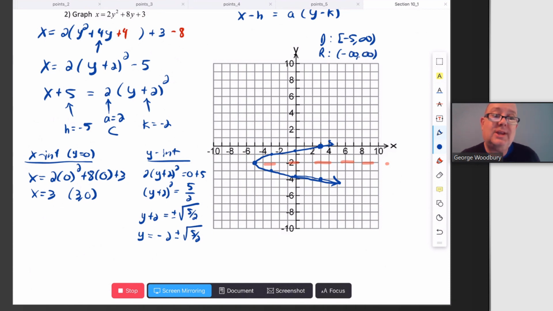All right, so that's a quick introduction to graphing parabolas that either open to the left or the right. In the next video, we're going to talk about a different type of definition for a parabola.